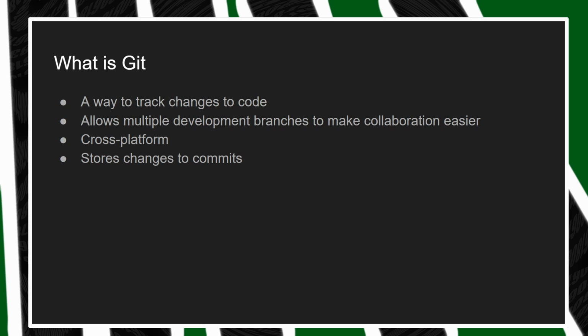This slide probably should have been at the beginning. Git is a way to track code. It allows multiple development branches to make collaboration easier. It's cross-platform. It stores changes as commits.